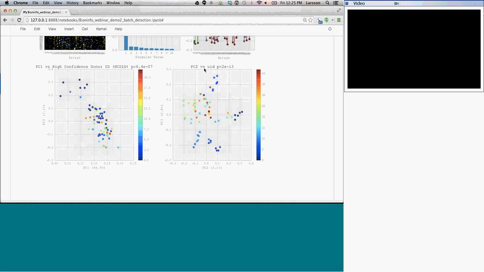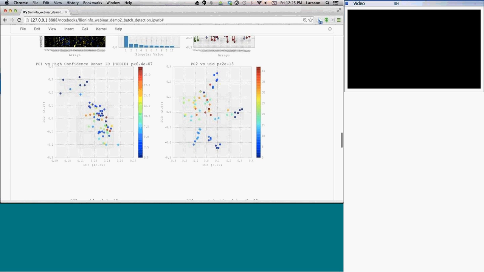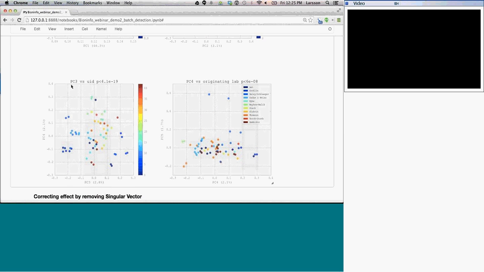And then the second PC here is associated with the cell of origin, and the reason is that sometimes we have multiple repeats of the same cell. So that's a good sign that we're seeing that as a strong PC here. If we go down further, we can see that PC3 again is associated with these cell lines, very strongly so, with a p-value of 10 to the minus 19. And this is done using a chi-square test, basically a generalization of it. Then all the way at PC4, we're seeing an effect of lab.